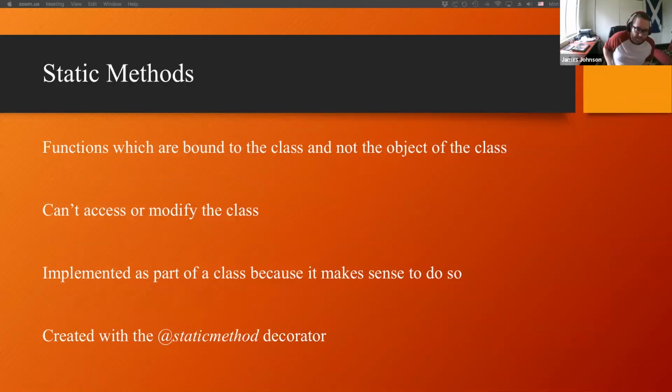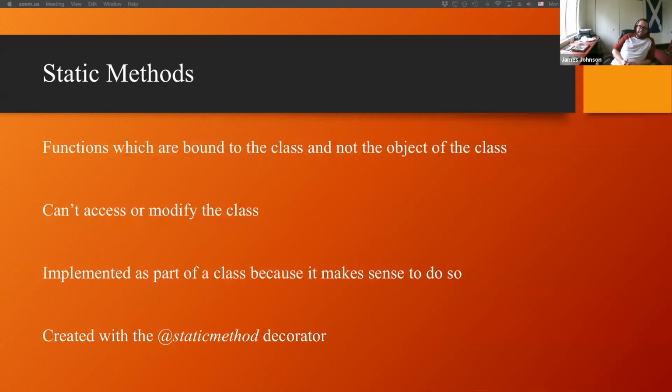So as promised, there are a few things that you can do with decorators that aren't just property and setter functions, one of which is making static methods. And static methods are functions, and this is somewhat abstract. It may make more sense when we see this in an example. Static methods are functions which are a part of the class, but are not bound to the object of the class.